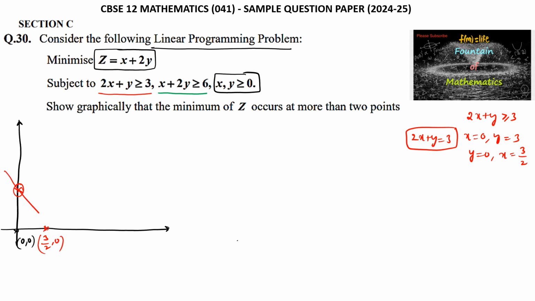So here is a straight line which is representing 2x plus y is equal to 3, and the half plane 2x plus y greater than or equals to 3 will be against the origin, because if I substitute x is equal to 0 and y is equal to 0, we get 2 into 0 plus 0, which is 0, is greater than or equals to 3, which is false. So we can conclude that the origin is not satisfying the half plane. So the shaded region will be away from the origin.